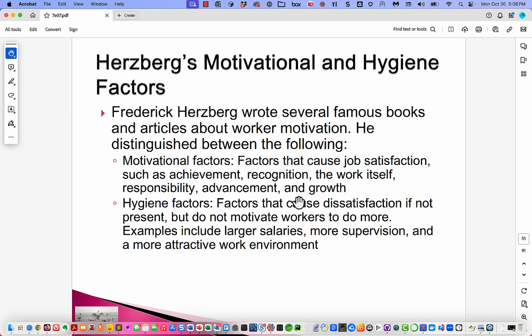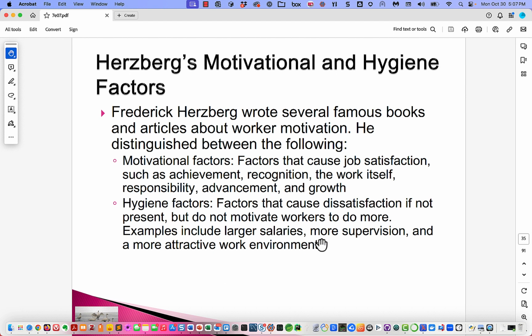And then we have another theory here from Frederick Hertzberg that kind of gets at the same issue as the Maslow. He distinguishes between motivational factors, factors that cause job satisfaction, such as achievement, recognition, the work itself, responsibility, advancement, and growth, and hygiene factors, factors that cause dissatisfaction if not present, but do not motivate workers to do more. Examples include larger salaries, more supervision, and a more attractive work environment.